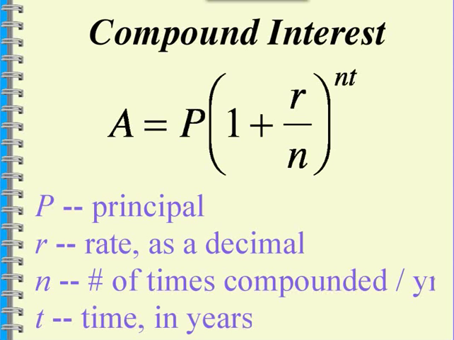So now, with that in mind, we're going to talk a little bit about compound interest, and that's where we're going to end today. Compound interest. This is a formula you should already have. P is your principal, r is your rate as a decimal, n is the number of times compounded per year, and t is the time in years. Okay? So, p is your principal. That is your starting amount.